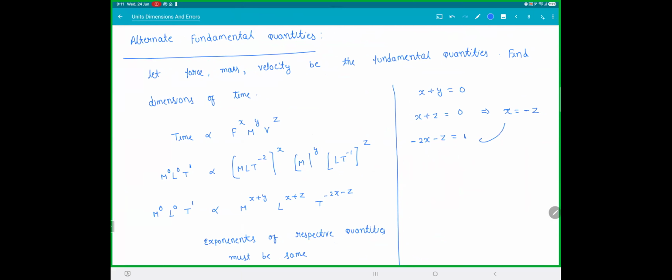So take this and substitute here. This will be minus 2x minus z is equal to 1, that would be 2z minus z, so z is equal to 1. If z is equal to 1, then x is equal to minus 1. And if x is equal to minus 1, y is equal to 1. You got everything. Therefore, time is proportional to, no wait, F power minus 1. So x is minus 1 there. M power y, that is M power 1, and V power 1.